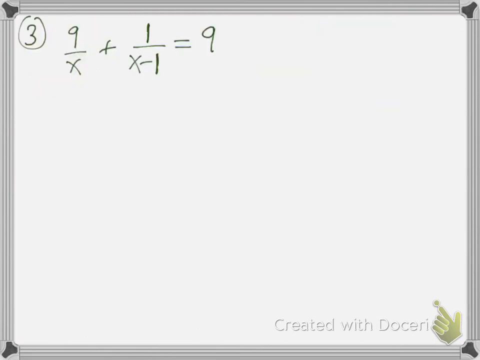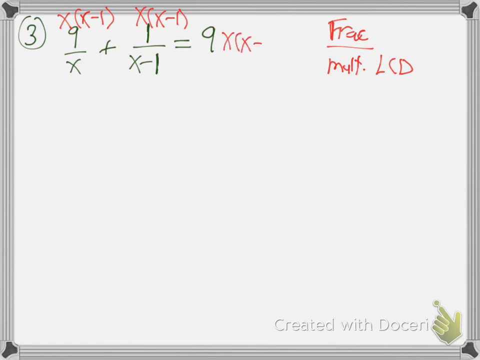Okay, so this one has denominators. What do we do when we have fractions? What do we always do when we have fractions? Multiply by the LCD, right? So here we have a denominator and here we have a denominator. So what's the LCD? It's both of them. So you need x and x minus 1.